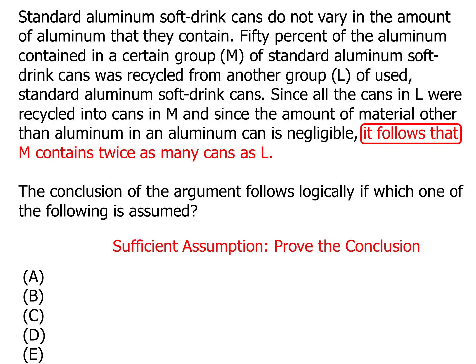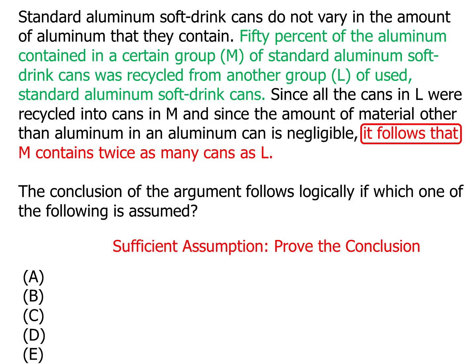Now we have to read back up to figure out what they're talking about with M and L. So apparently M is a group of standard aluminum soft drink cans. L is another group of used standard aluminum soft drink cans. So the relationship between them is they took L's material, L's aluminum, recycled it, and that became 50% of the aluminum that makes up group M. Now the remaining evidence is essentially a bunch of loophole closers.